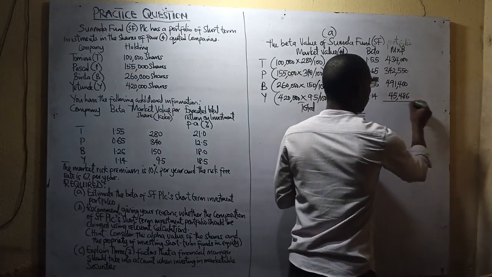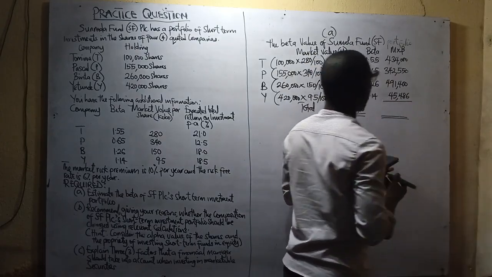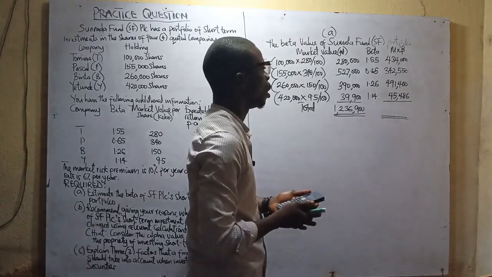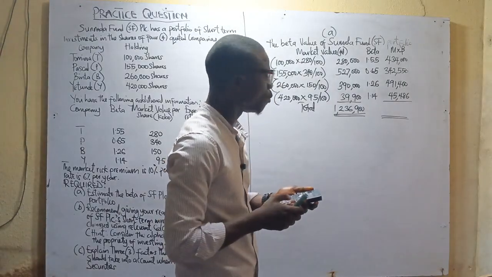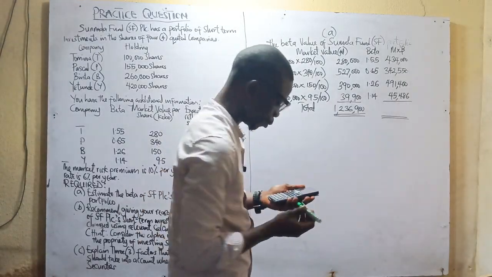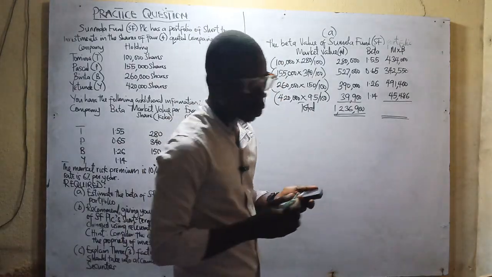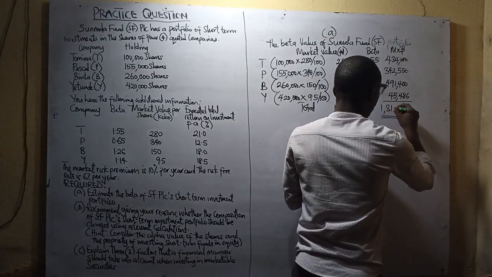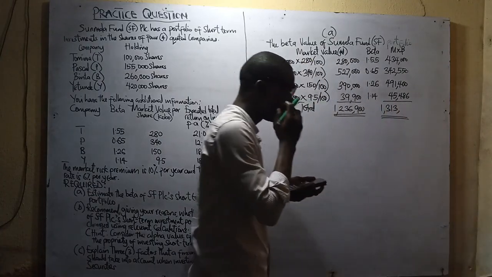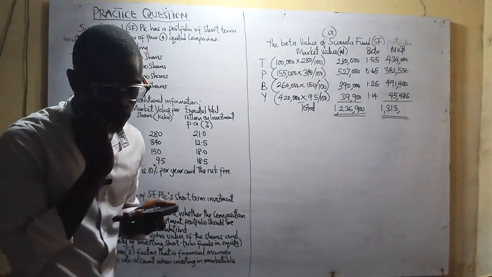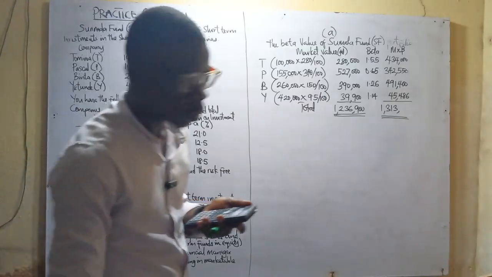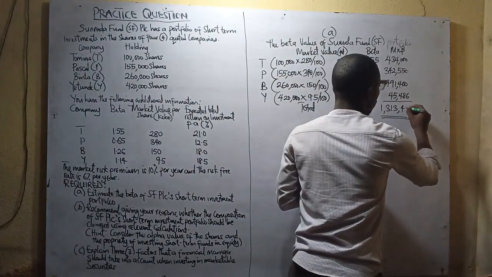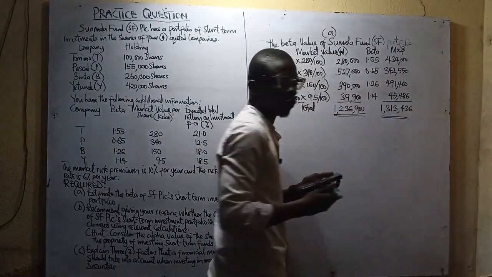So let's add our total MB. That means market value times beta. So that will give us 1,331,436.